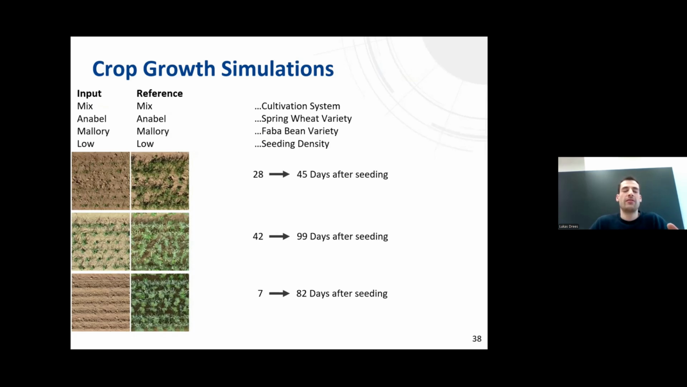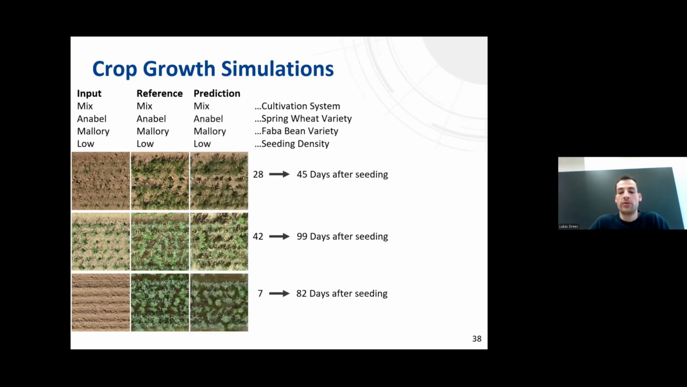And with this, we can really now move on to the fun part, really the actual simulations. For this, we fix 3 different growth prediction steps. The first column is the input image. The second one is the reference image for a mixture between spring wheat type Annabelle and fava bean type Mayori seeded in low density. And we can directly compare this to a prediction with exactly the same parameters. So these 2 images look very similar.